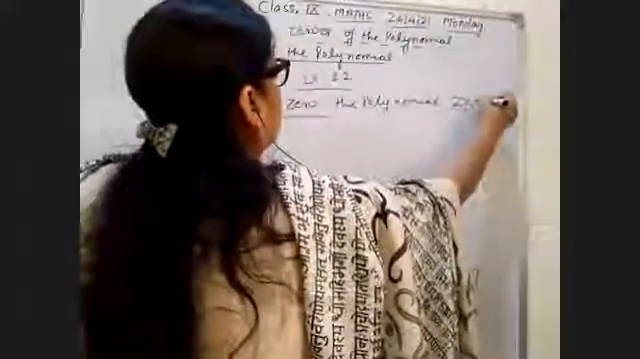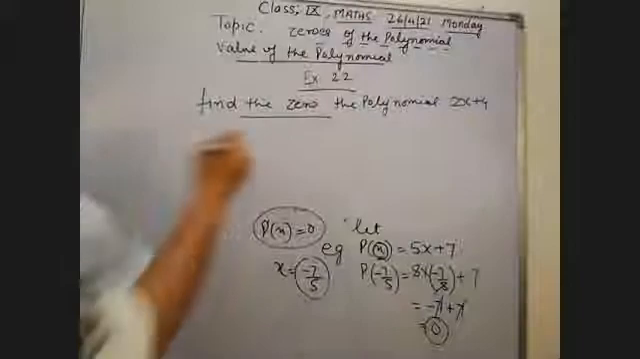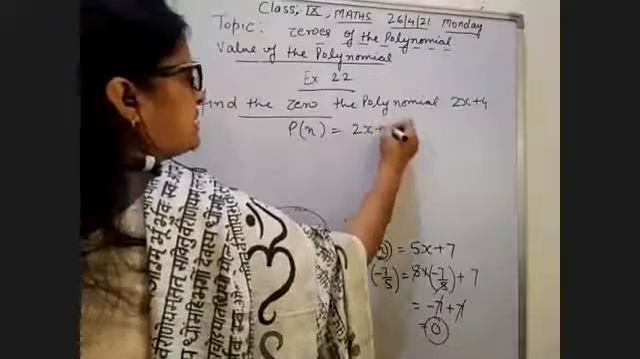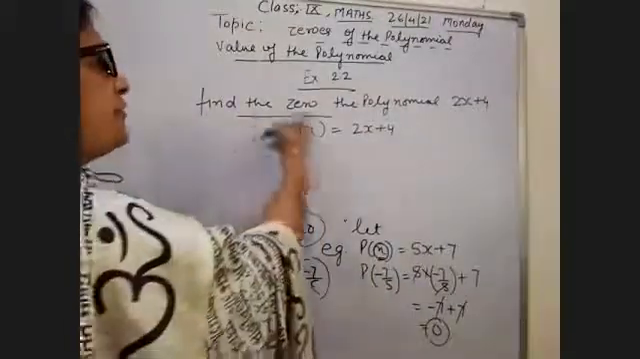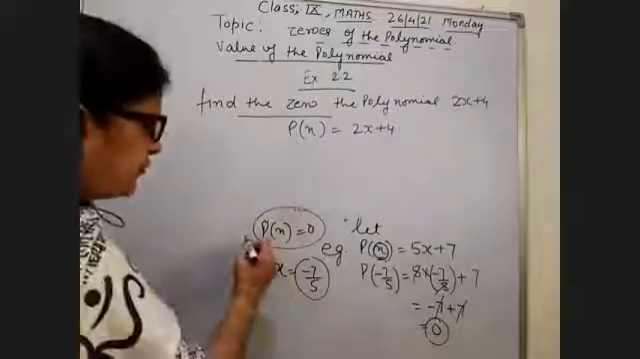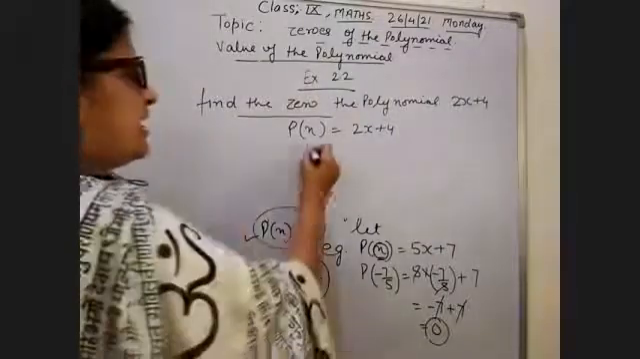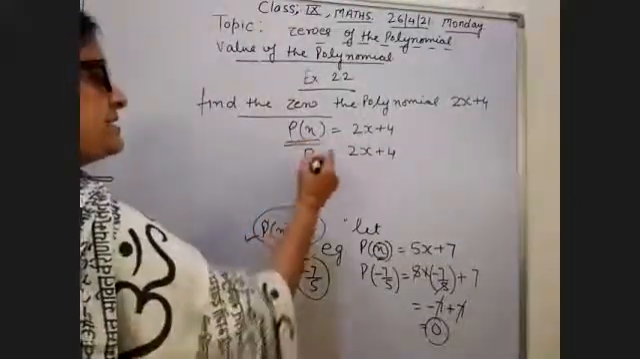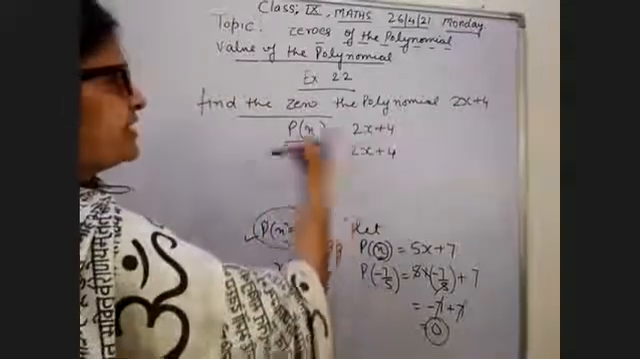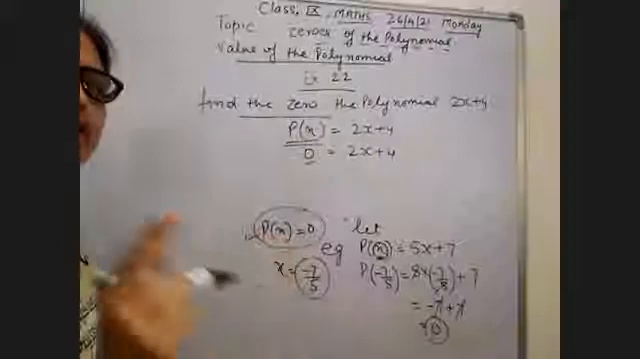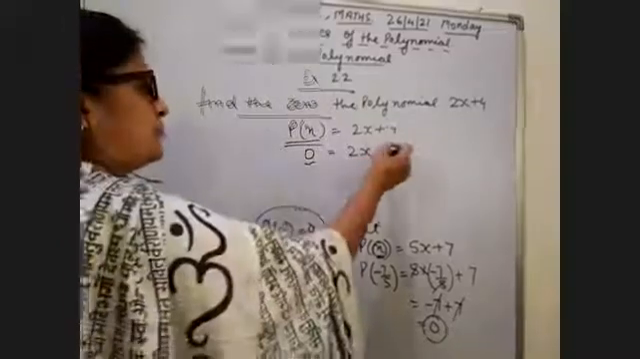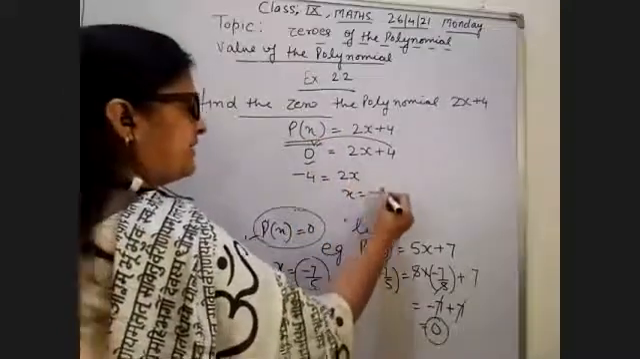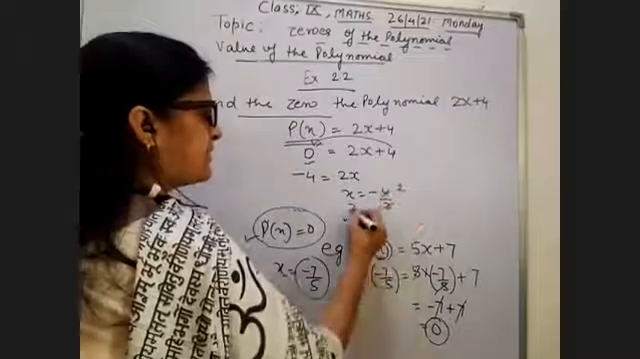How will we find 0 of the polynomial 2x plus 4? Then our polynomial is Px equal to 2x plus 4. So how do we find the 0 of the polynomial? By putting Px equal to 0, I can find the 0 of the polynomial. So I put Px equal to 0. Then I can find the 0 of the polynomial and I can check it also. So 4 comes here, it is equal to minus 4. So the value of x equal to minus 2.